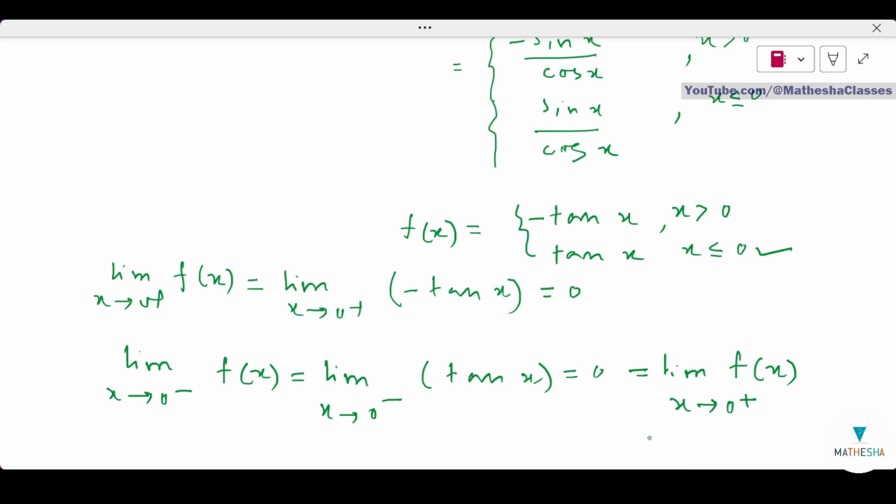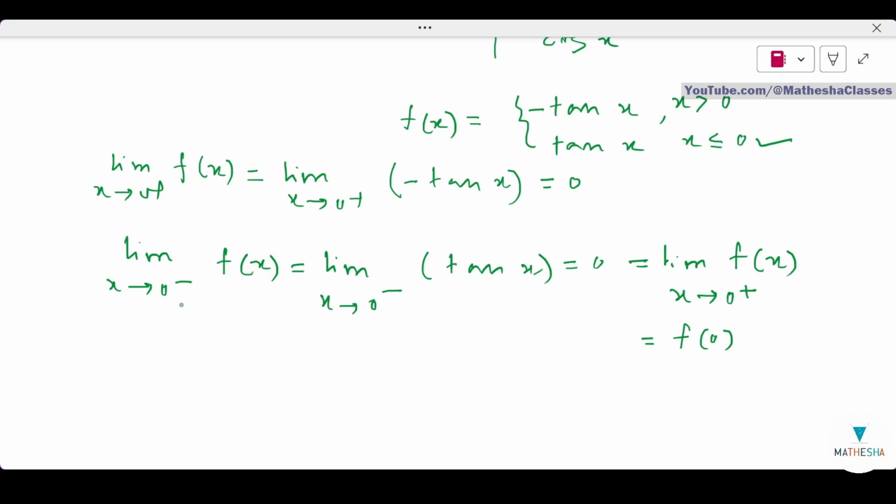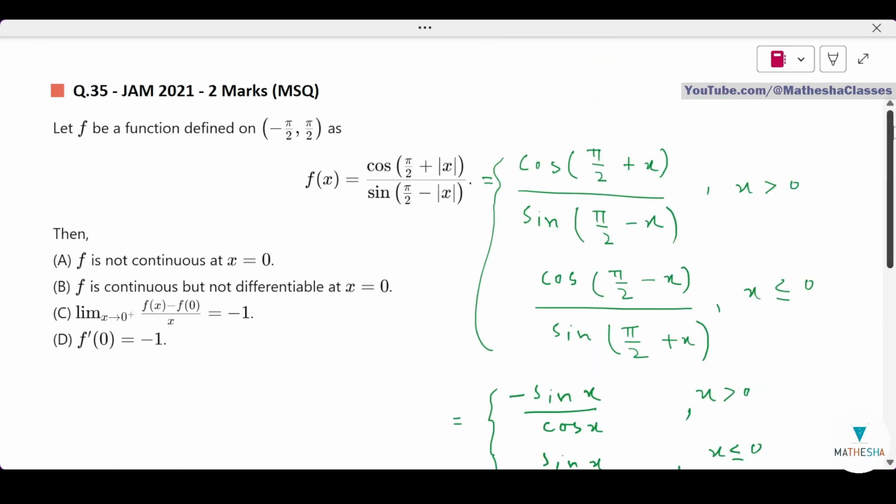So both the limits are equal, and definitely this is equal to f(0), because if you put 0 here, you will be getting cos pi by 2 by sin pi by 2. So that means this will be 0. So definitely the limit exists at f(x): the left hand limit is equal to the right hand limit is equal to the functional value. So f is continuous at 0. So the first option is not true.